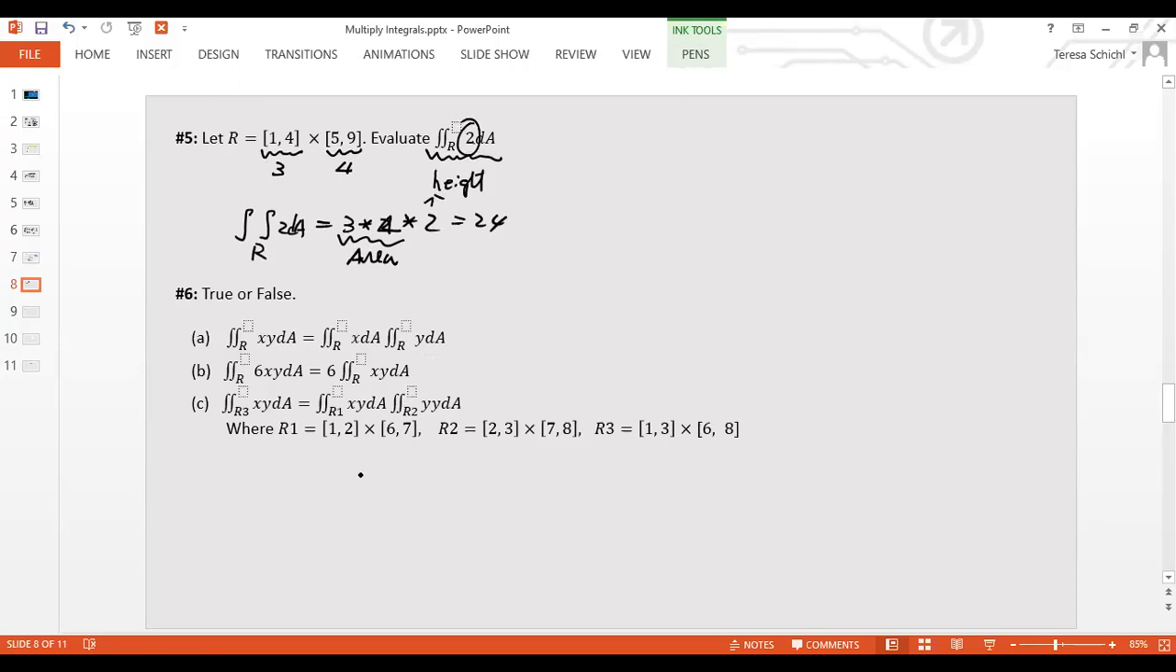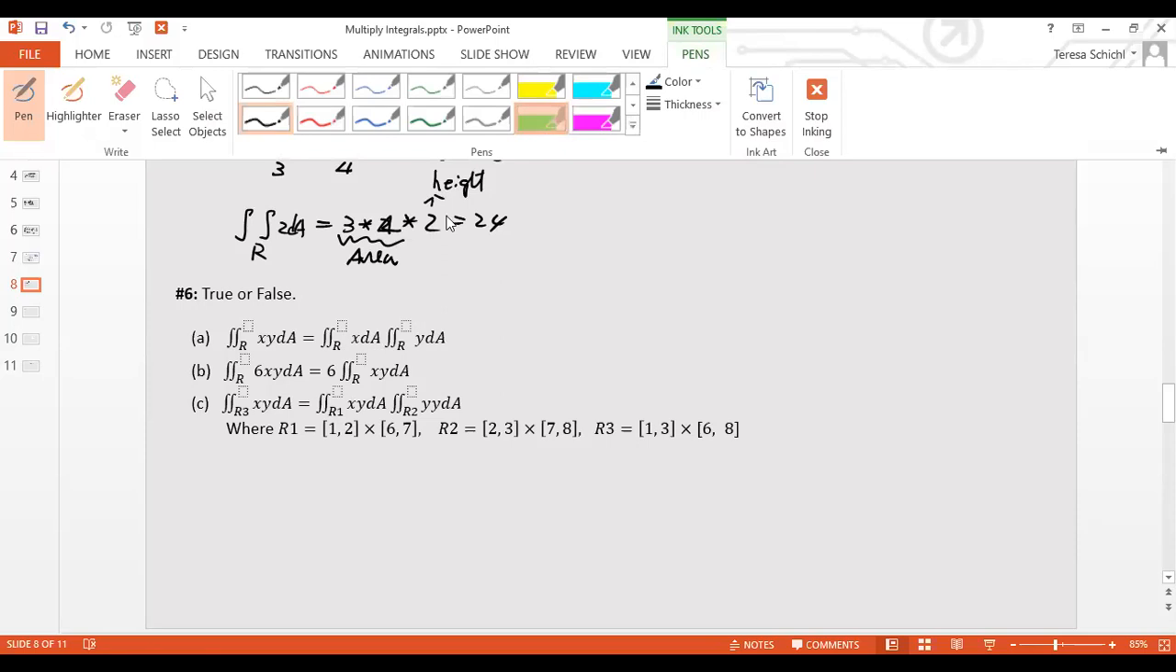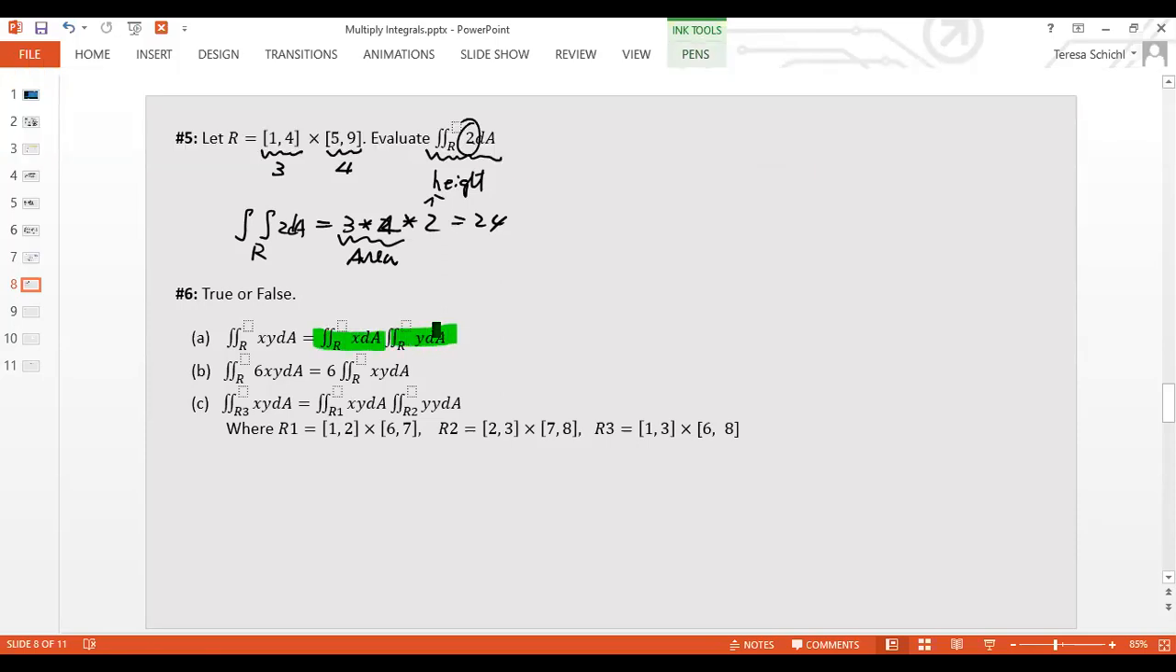Okay, let's take a look at this one. I like those true or false questions. Is the integral of xy dA equal to the integral of x dA times the integral of y dA? Can we separate it like that? No. So this is false. How about this one? If I have a constant, can I take the constant out? Yes, this is true.